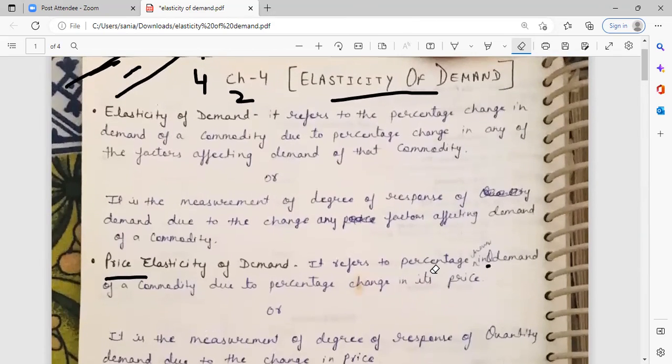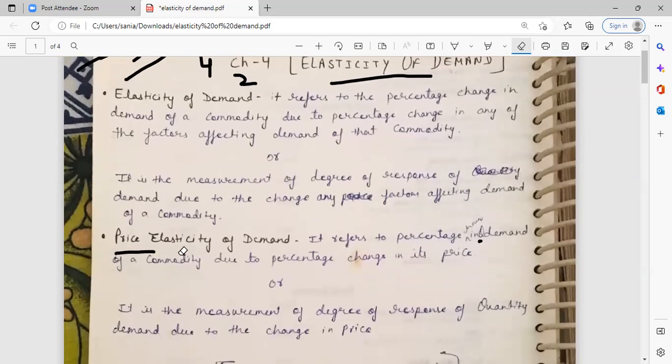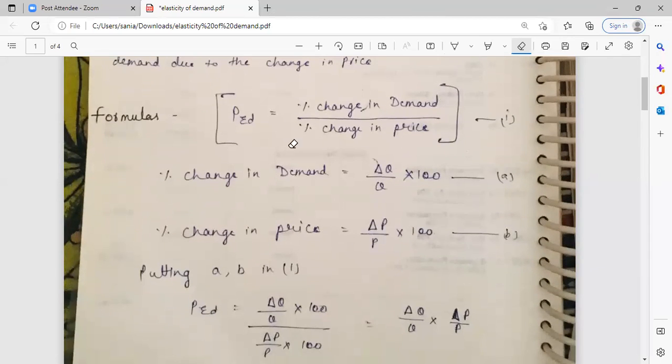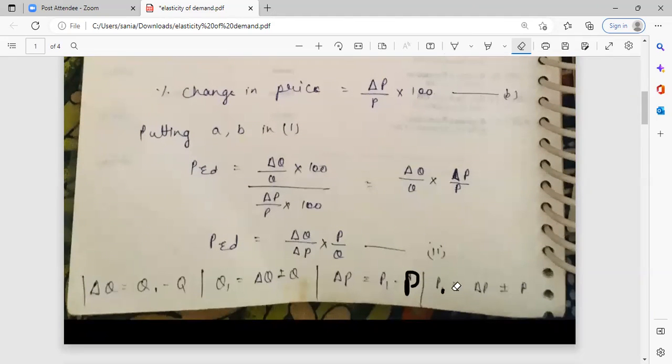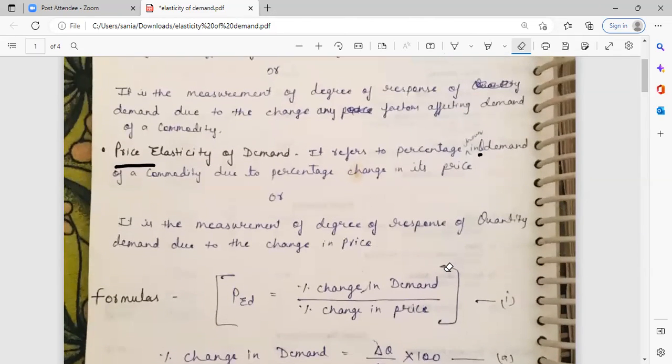So first of all, don't write chapter 4, just write chapter elasticity of demand. Then these two definitions, price elasticity of demand, these two definitions, then the entire formula, just like this only. Like first formula A, B, putting the value, you got the second formula. And in between, you will write this. So these are basically the formulas. There are 70% chances that you will be getting a numerical from this chapter.